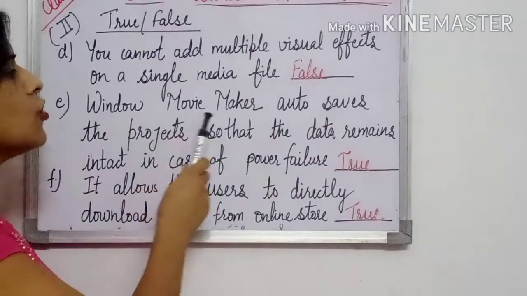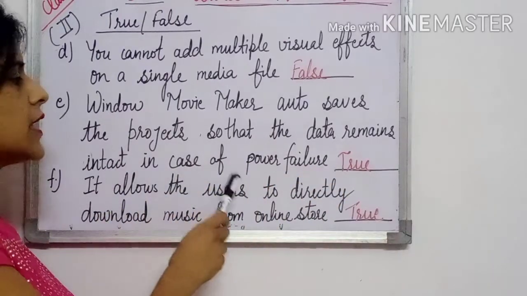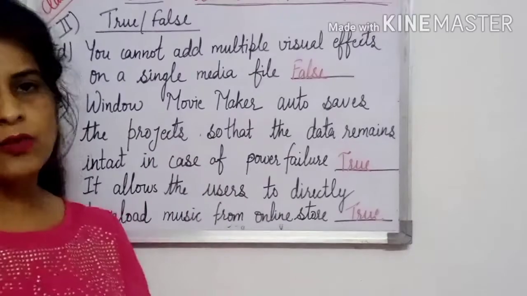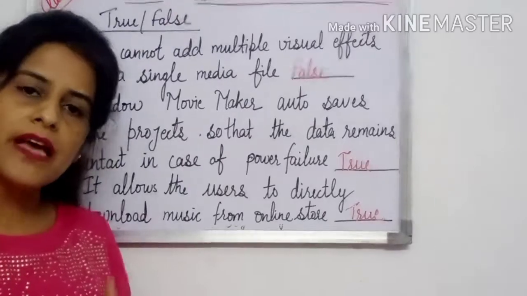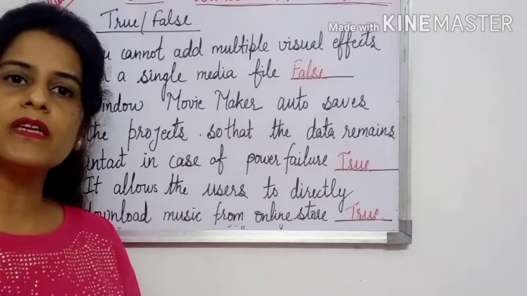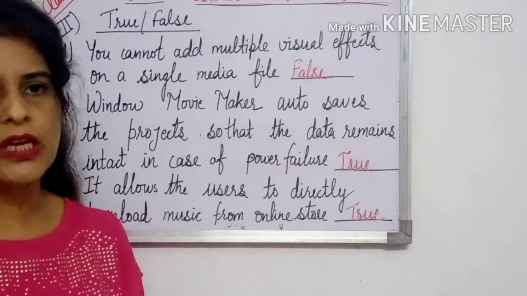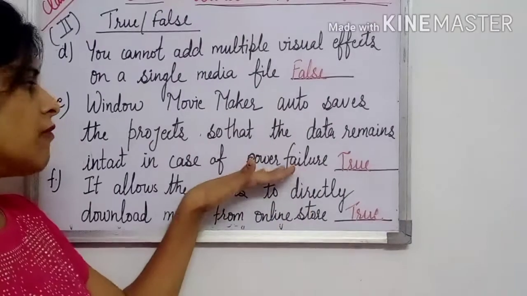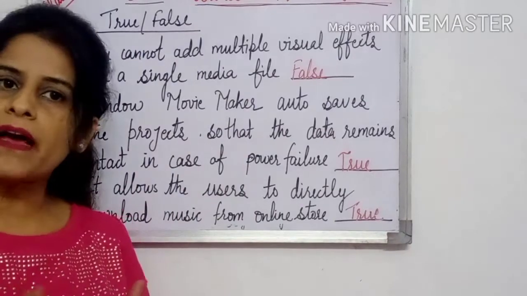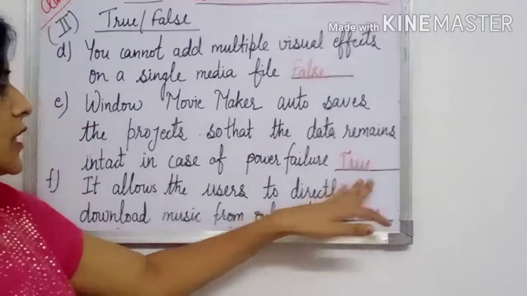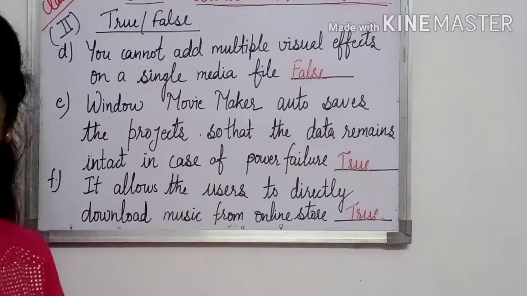Now next: Window Movie Maker auto saves the project so that the data remains intact in case of a power failure. I told you, whenever you have made some pictures or videos, after 1 to 2 minutes it will be auto saved. You need not click on the save button again to save your projects. So it is automatically saved. If there is a power failure, your video is automatically saved. So it is true.